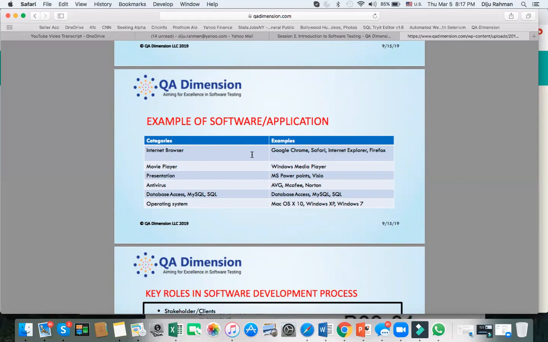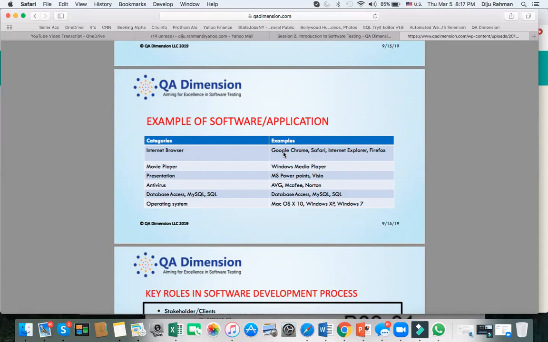laptop, right? So you can say that I have Windows Media Player. And for operating system, you can say that I use the Mac operating system, Windows XP, Windows 7. So those are called operating systems. And if they ask you about movie player, you can talk about Windows Media Player. So those are for your basic understanding.